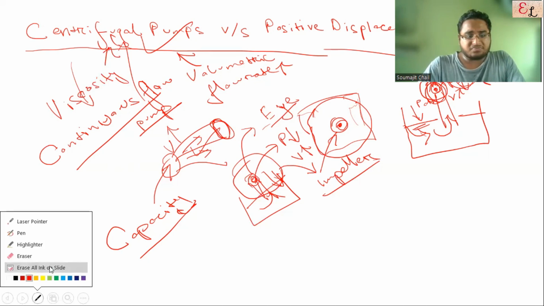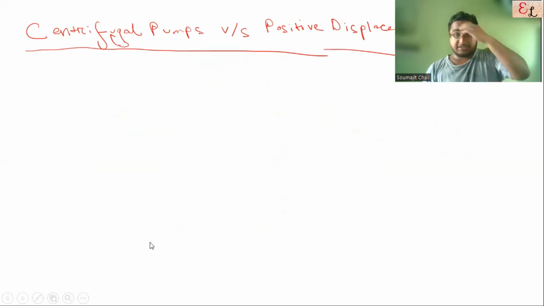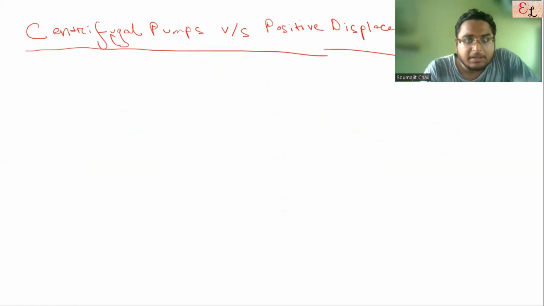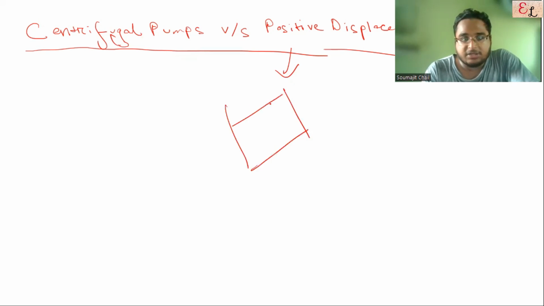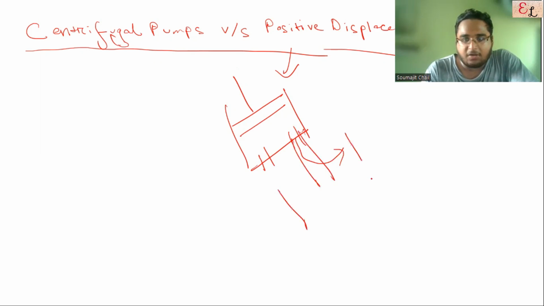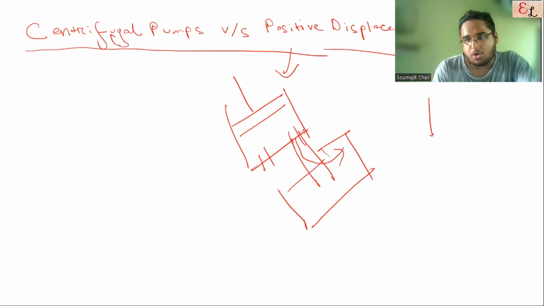Now I'm going to go to the positive displacement pump. So let's come to the positive displacement. What does a positive displacement pump do? A positive displacement pump basically takes in, so that is a piston cylinder kind of arrangement. And there are two inlets. This one is the suction, say, and this is dipped directly into a bath of fluid. If I show this in a more horizontal fashion, this one is the suction.